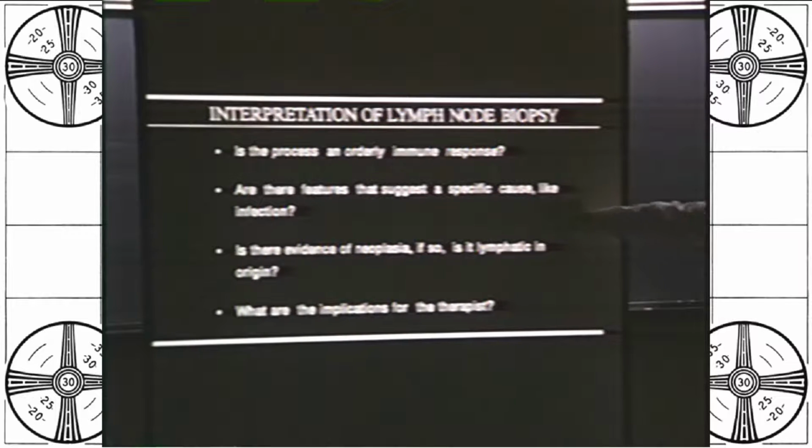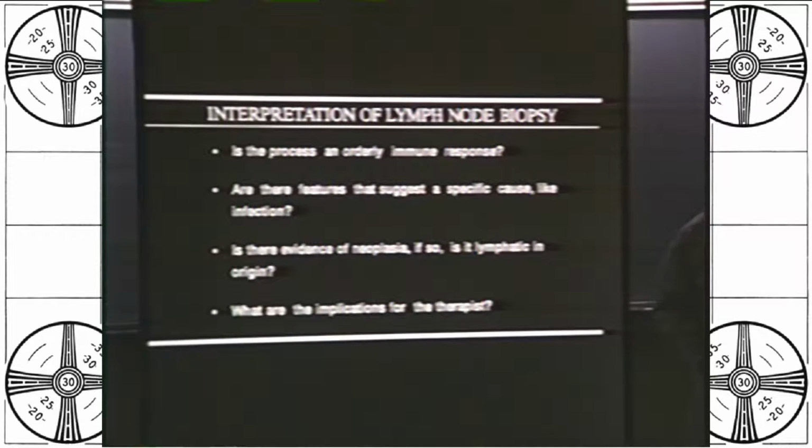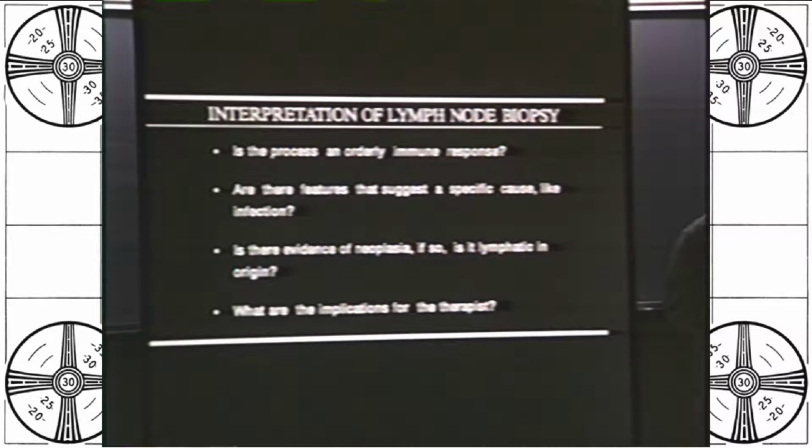Are there features that suggest a specific cause like infection? Every once in a while we diagnose diseases by biopsy that should have been diagnosed in some other way, but the disease behaves a little bit differently, or the patient didn't complain of other things that would have pointed you towards the right diagnosis. An example is tuberculosis.